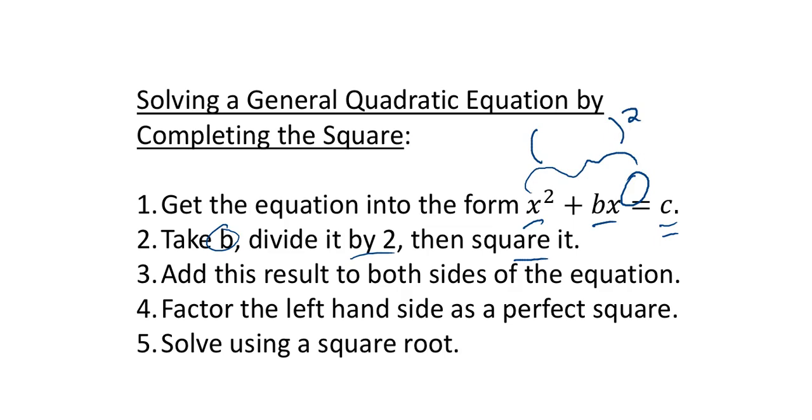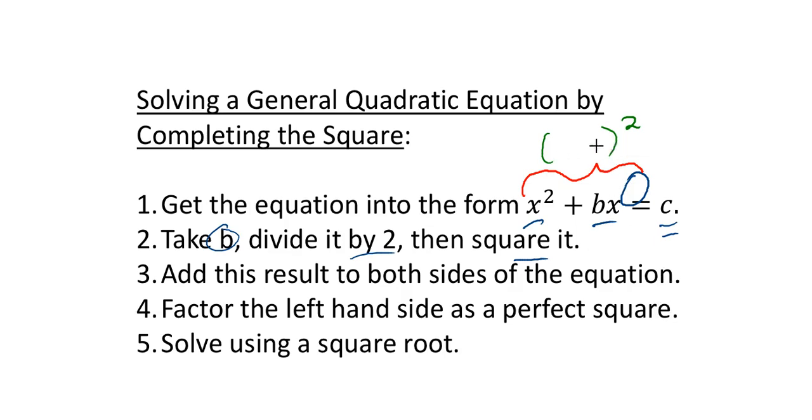So let me use some different colors here. That's kind of all blending together. Okay, let's do that. So step 2 is going to tell me what number to add to the left-hand side so that this thing here, when I factor it, will factor as one thing to the second power. That's what it means to be a perfect square.